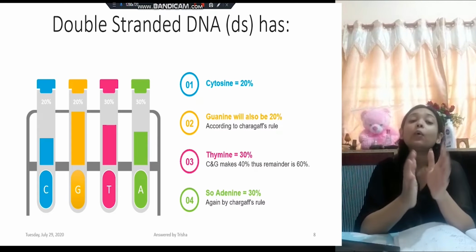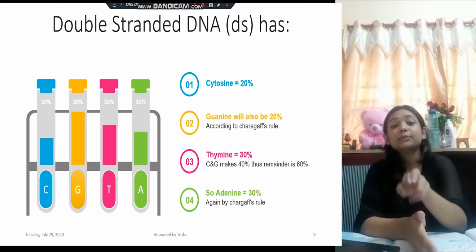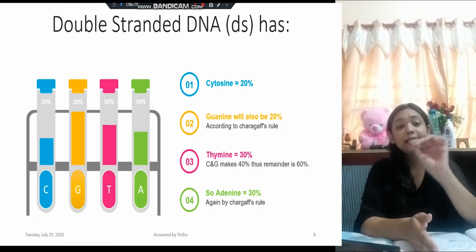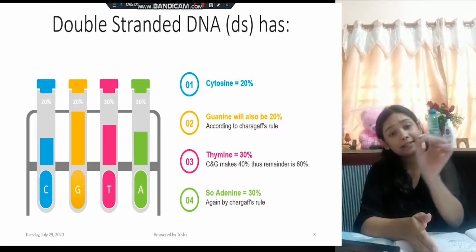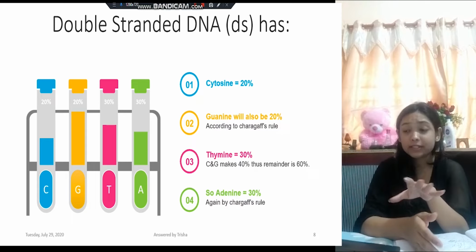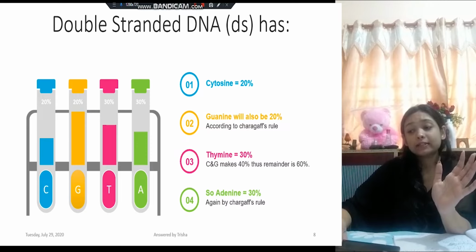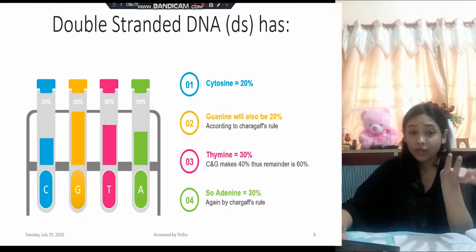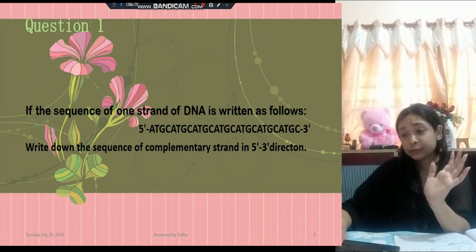So for that, when 60% is left, it must be divided into 2 equal halves. So definitely adenine is going to be 30% and thymine is going to be the rest 30%. And this way we can account for all the 100%. And the question which was asked was what is the amount of adenine, and the answer is 30%.